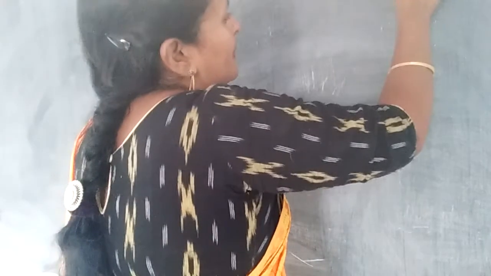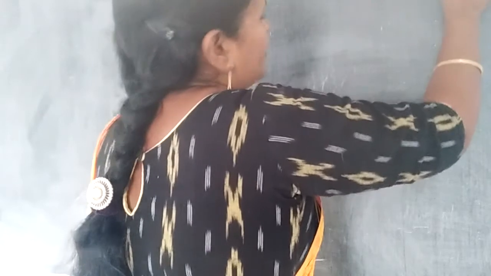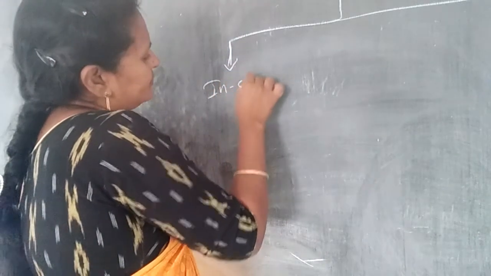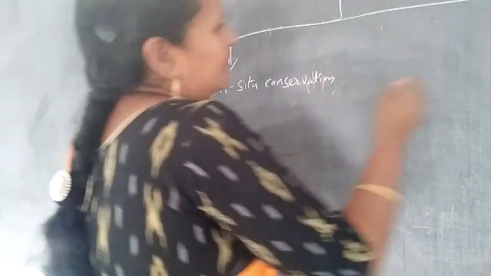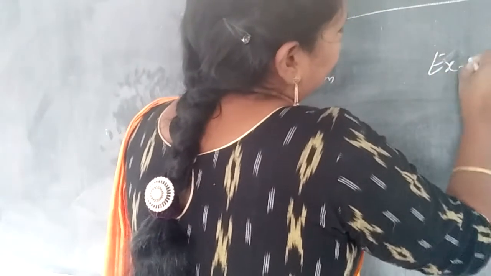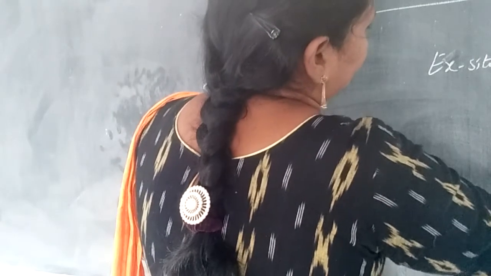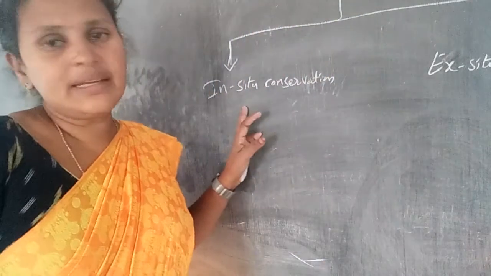The conservation of biodiversity is mainly of two types. The first one is in situ conservation, and the second one is ex situ conservation.